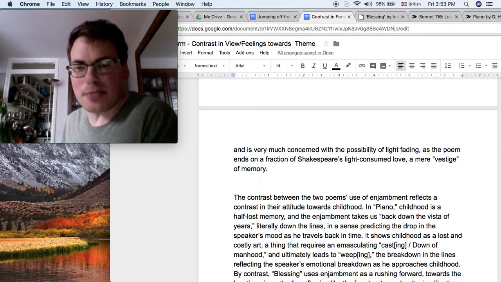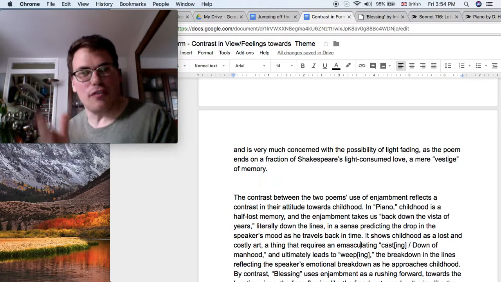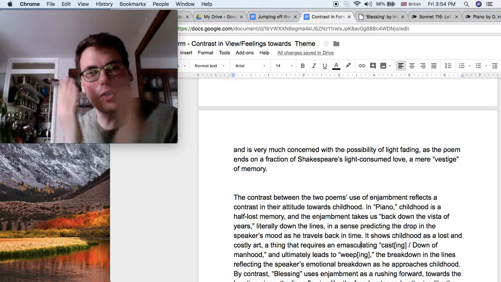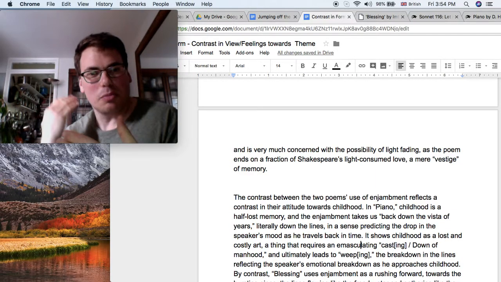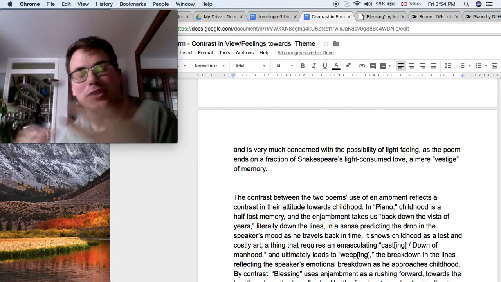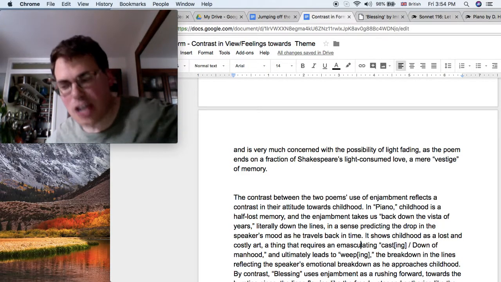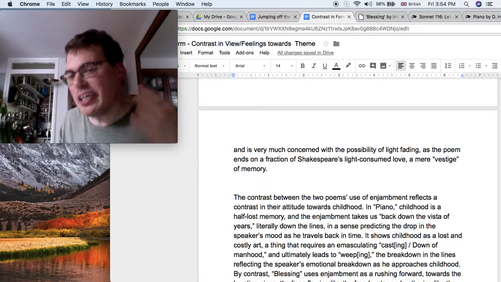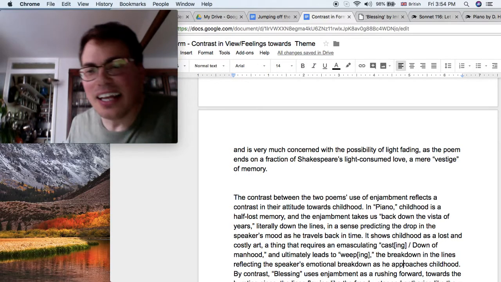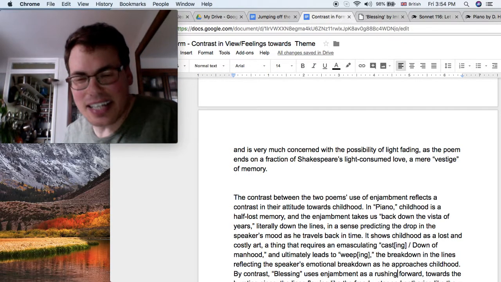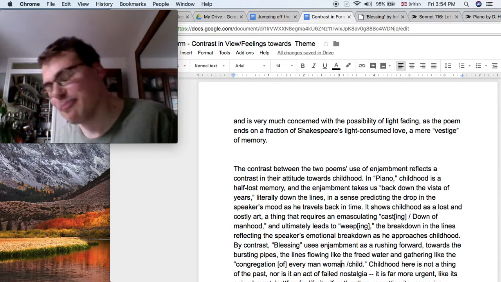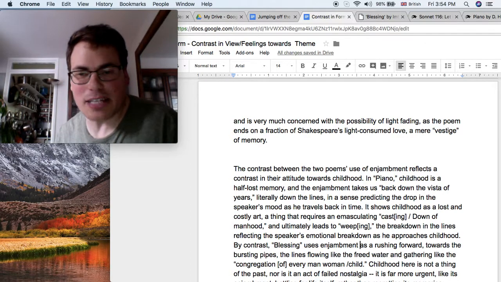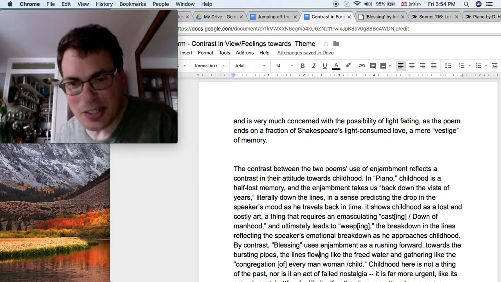So, a little bit abstract from time to time, but it has this beautiful thing that I love about talking about enjambment, where the lines are doing what the feelings are doing. You break down, the lines go down. You rush forward, the lines rush forward. Enjambment can really reflect a lot of different things. It's a very versatile literary device, as are many of them, I suspect. And that's why the contrast between their use of enjambment reflects a contrast in their attitude.